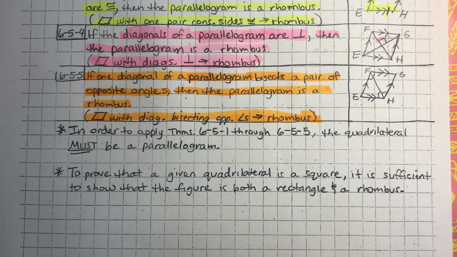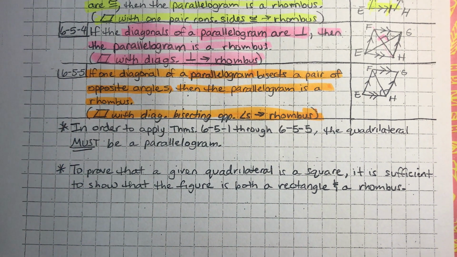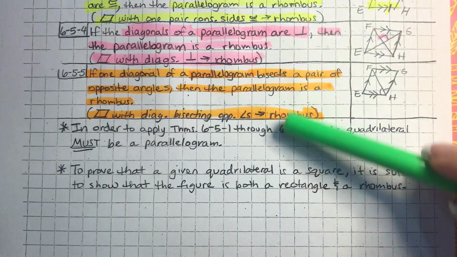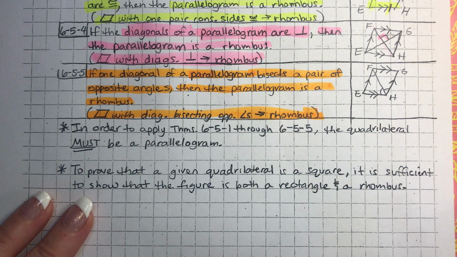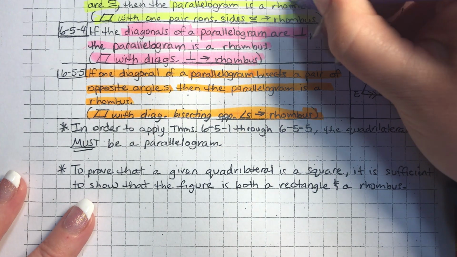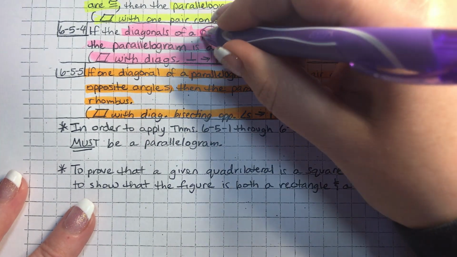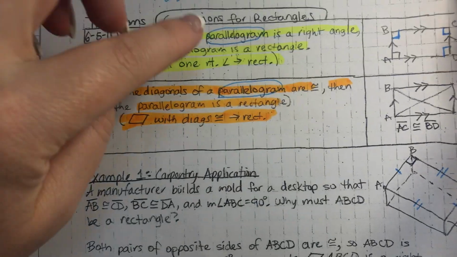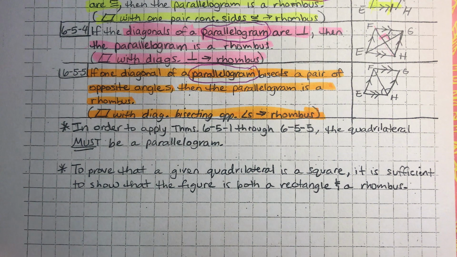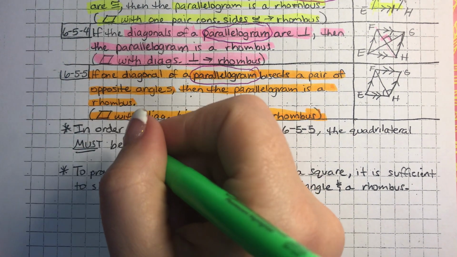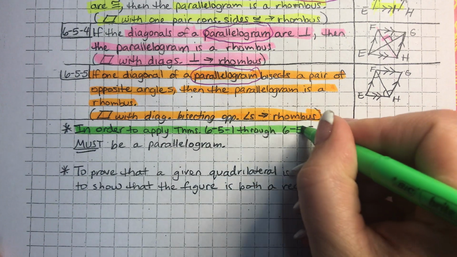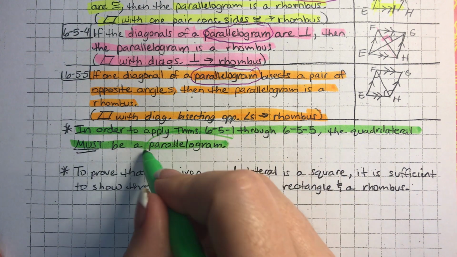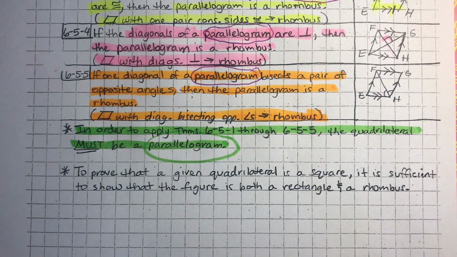So super important right here, in order to apply these theorems, these two for rectangles and these three for rhombuses, the quadrilateral must be a what? It's got to be a parallelogram. Parallelogram, parallelogram, parallelogram, and these are the ones for rectangles. Parallelogram, parallelogram. It's got to be a parallelogram, okay? So in order to apply those five theorems, the quadrilateral must be a parallelogram, okay?